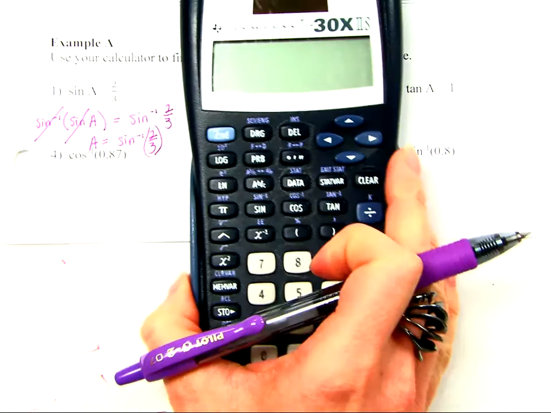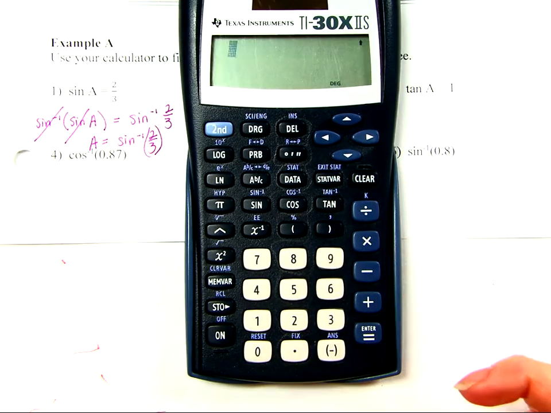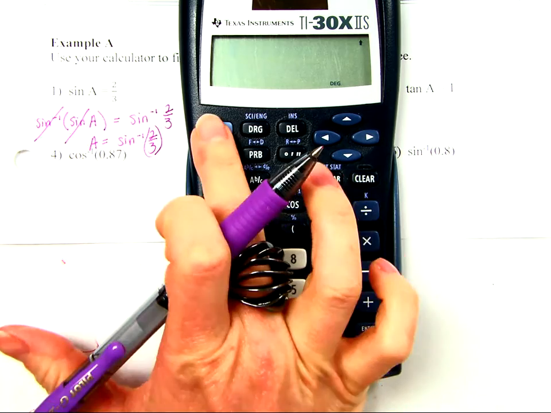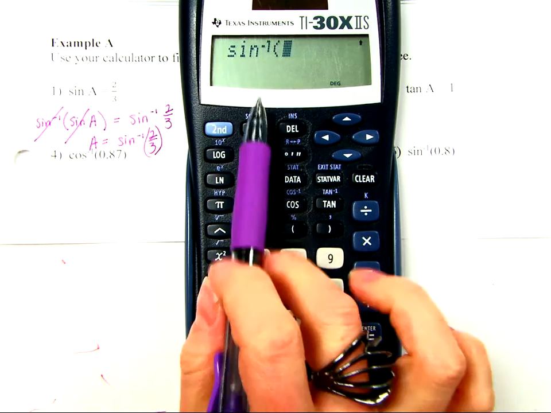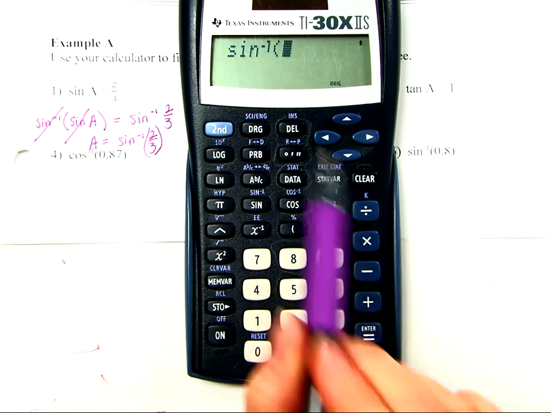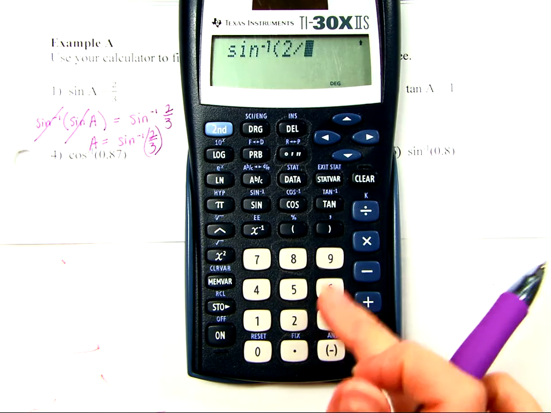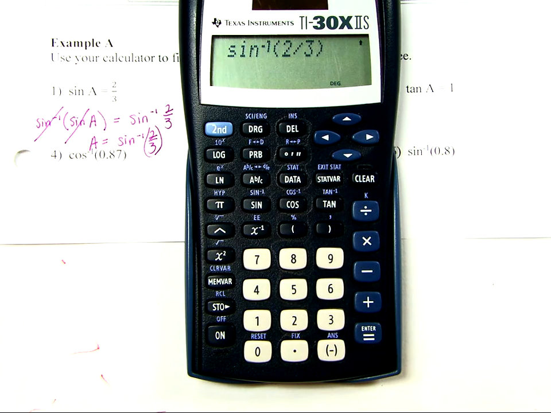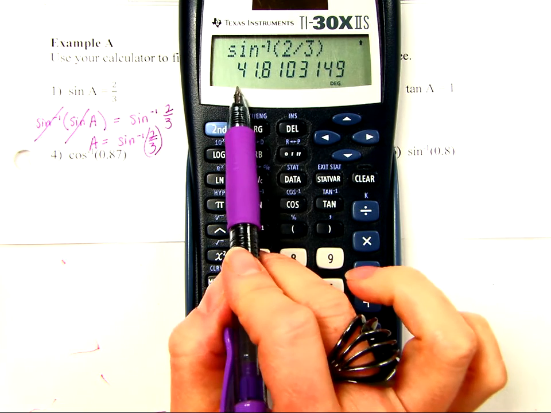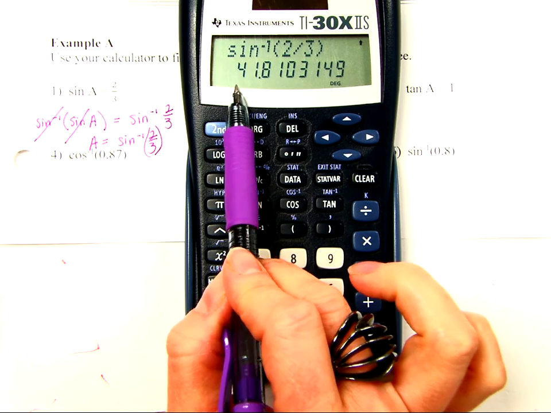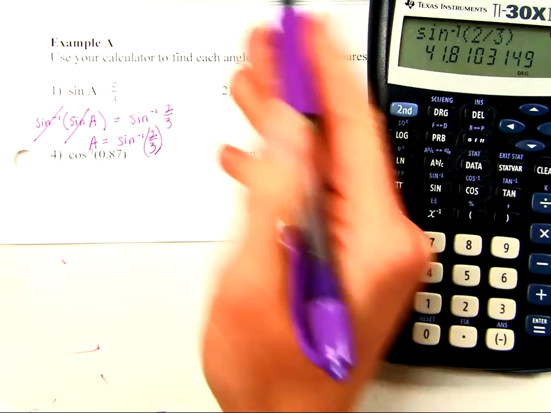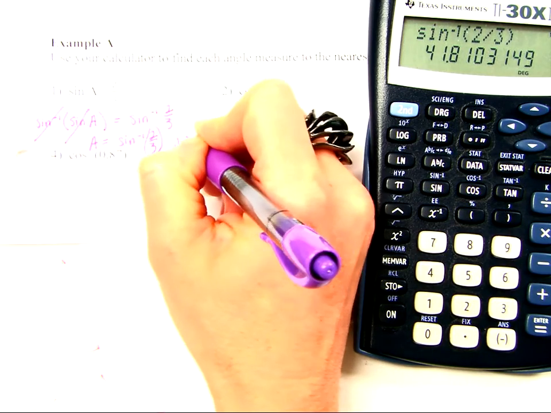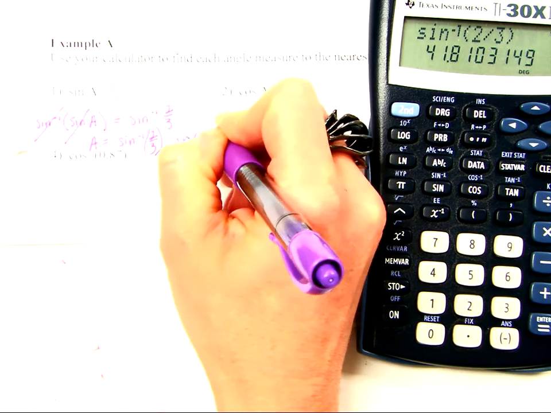On my calculator then, to use my inverse function, I'm going to hit second sine so that I have the inverse. And then I'm just going to hit 2 divided by 3. And again, it's a good habit to get into closing your parentheses. Typically, they're going to ask us to round these to the nearest degree, and so this would be approximately 42 degrees. So here, angle A approximately 42 degrees.